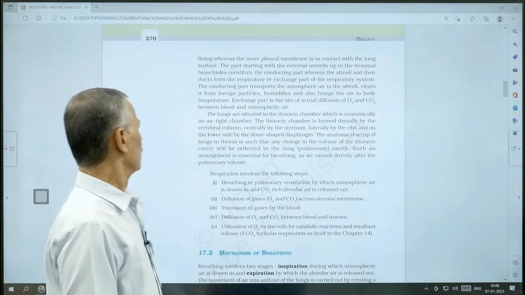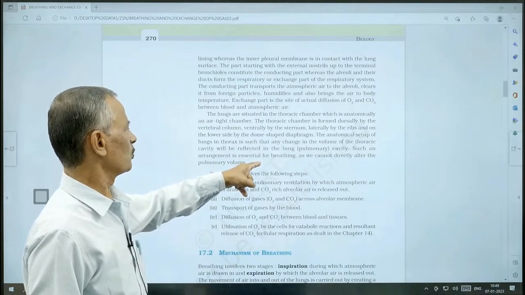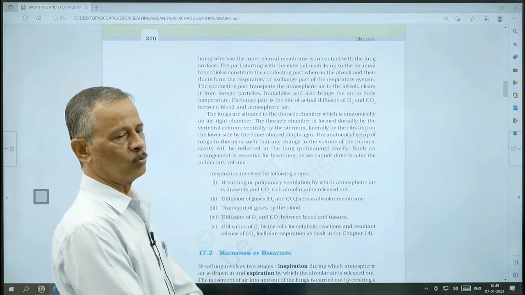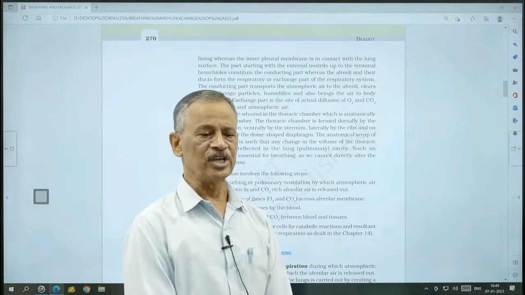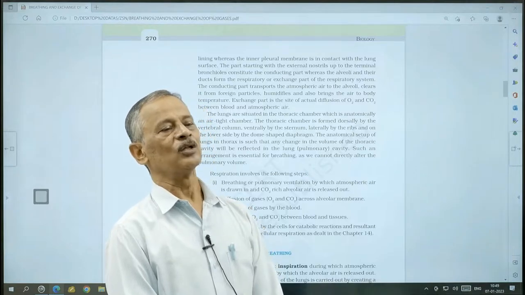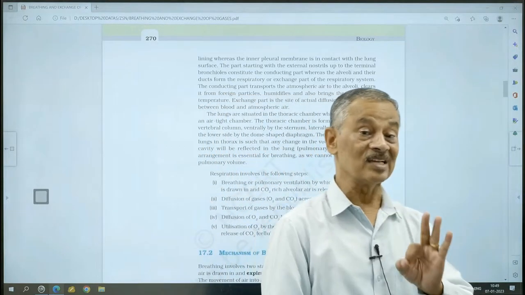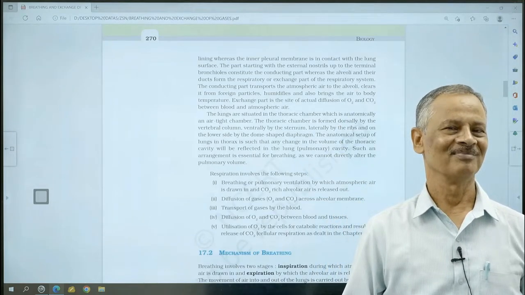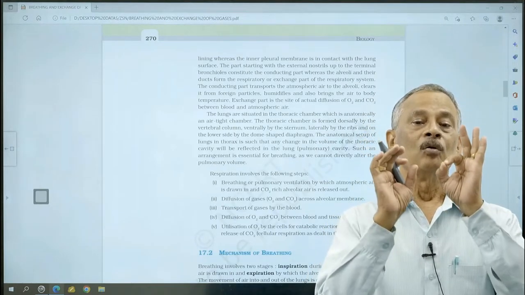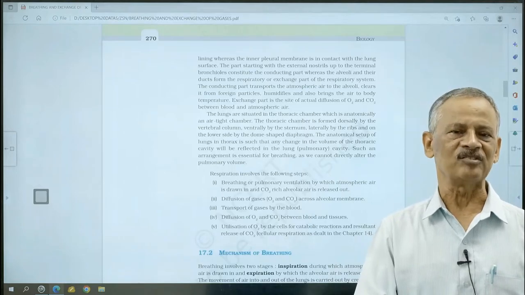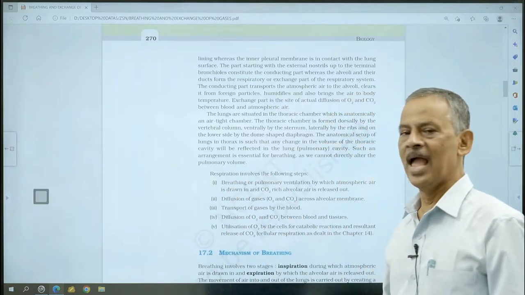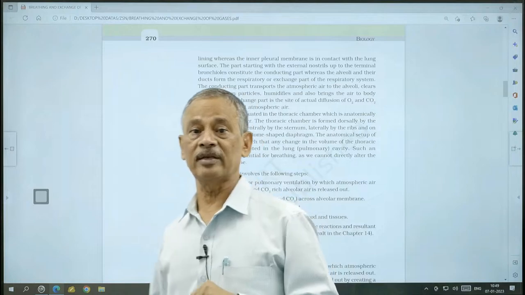This arrangement is essential for breathing. Why? Because we cannot directly alter the pulmonary volume. We cannot bring about any change in the volume of the lungs. Only through changes in the thoracic volume, we can bring about changes in the pulmonary volume. That is the special mechanism by which our thoracic cavity is made. Clear? And in respiration, there are five important steps.